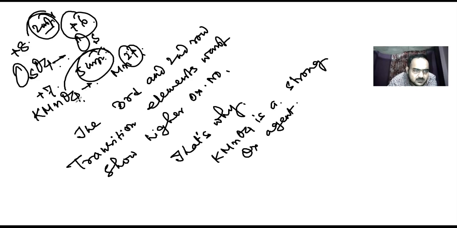So KMnO4 is more prone to undergo reduction to the +2 oxidation state, as it is stable in +2. But in the case of osmium, it is stable in +6. That's why the change from +8 to +6 is very low, but the change from +7 to +2 is very high. That's why this kind of phenomenon appears.